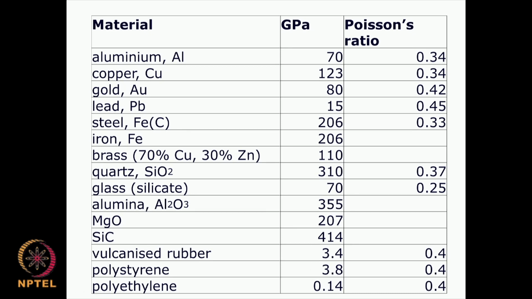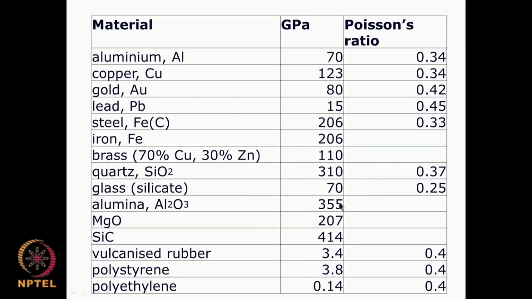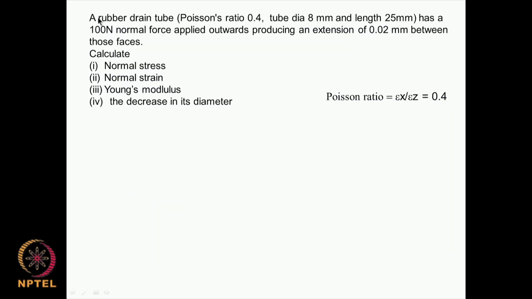So, the slope of the stress strain will be very low. As you can see, the oxides, all the ceramics, oxides like alumina, quartz, magnesium oxide, are all quite high when compared to, say, aluminum, copper, gold and lead. Okay, let us look at a problem.